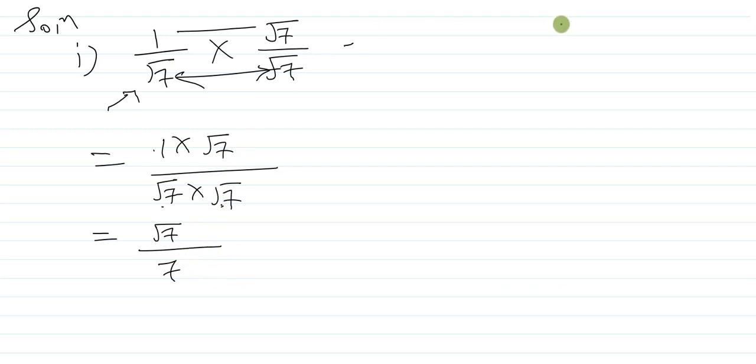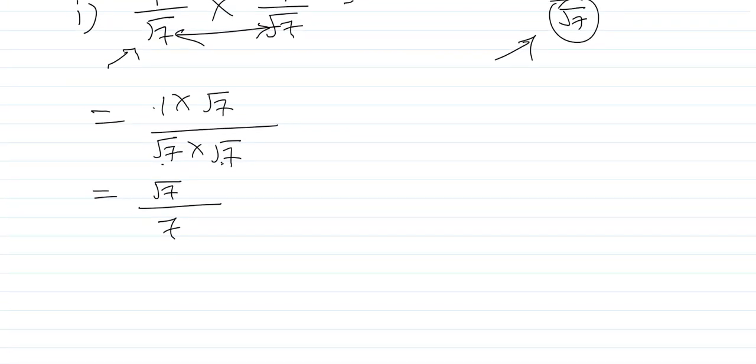Rationalizing means taking out or eliminating the square root. Here in the question we have 1 by root 7. The root is there in the denominator. To eliminate this root from the denominator, we have performed rationalization of the denominator. The same method you can perform to rationalize the numerator, if you want to eliminate the square root in the numerator. Okay. So let's take the second example.